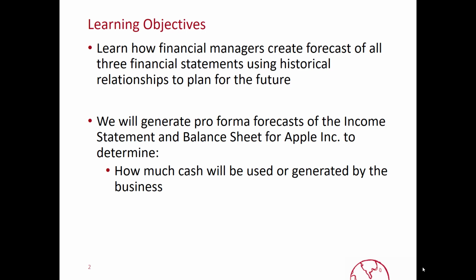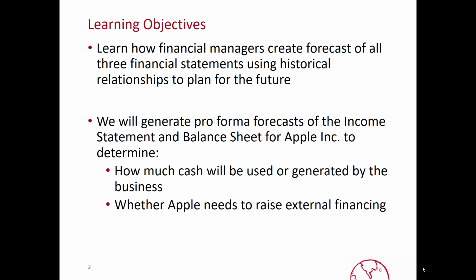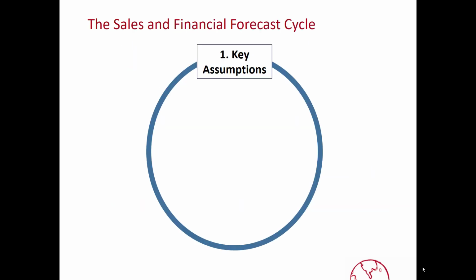We're going to look at how much cash is used and generated by the business and whether Apple needs to raise external financing. Let's take a look at the cycle. We start by setting our key assumptions for sales and the different margins for the income statement, as well as key relationships from financial ratios for the balance sheet. We then generate our income statement starting with sales and generating most items as a percentage of sales.